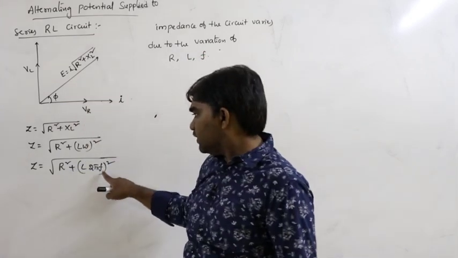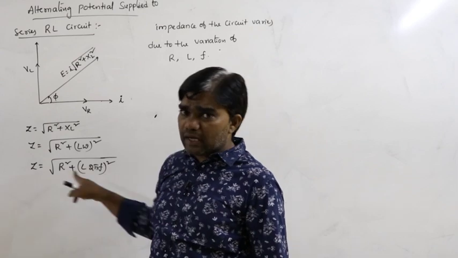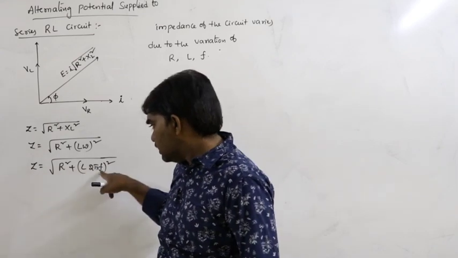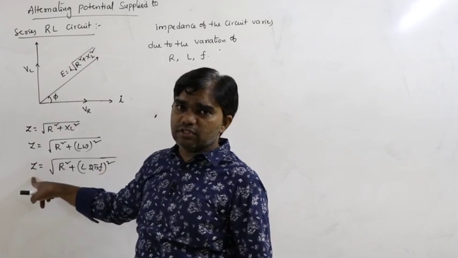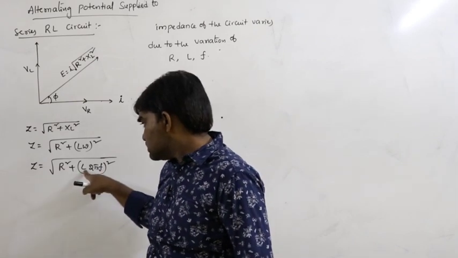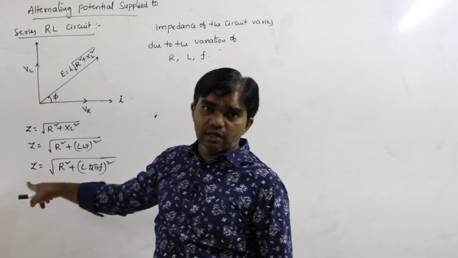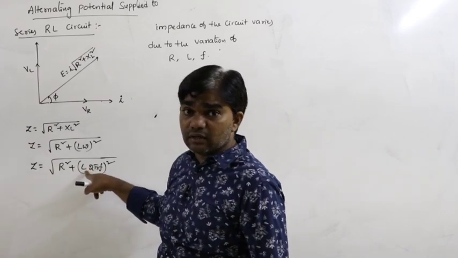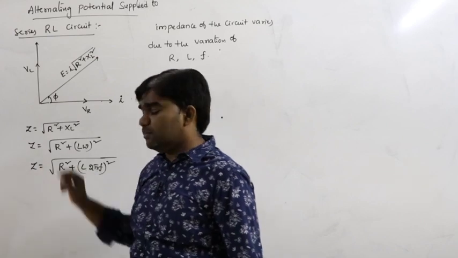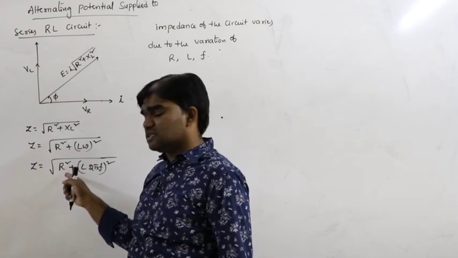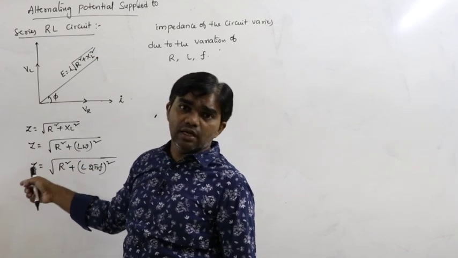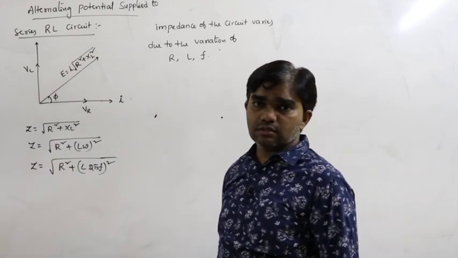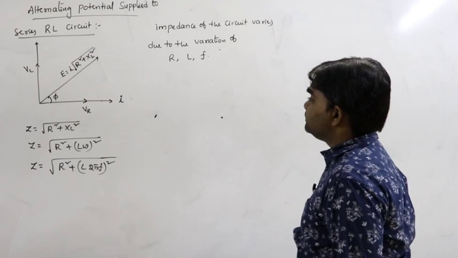If only the alternating frequency increases, impedance increases. If alternating frequency decreases, impedance decreases. If the inductance of the inductor increases, impedance increases. If the inductance decreases, impedance decreases. In the same way, if the resistance increases, impedance increases. If the resistance decreases, impedance decreases. So this is the situation.